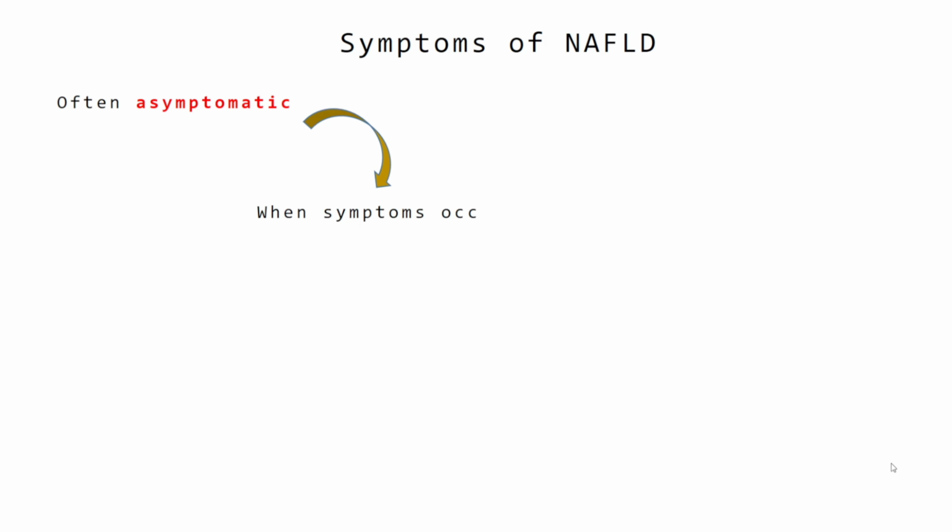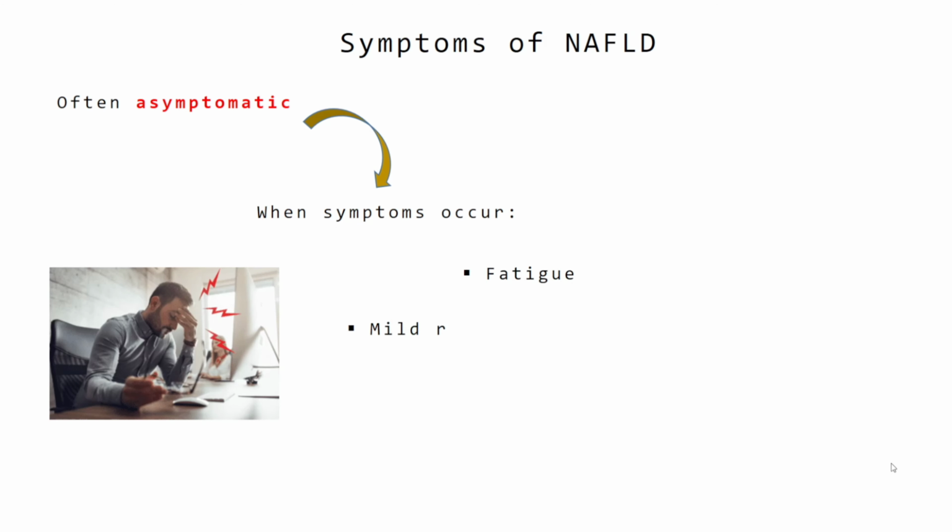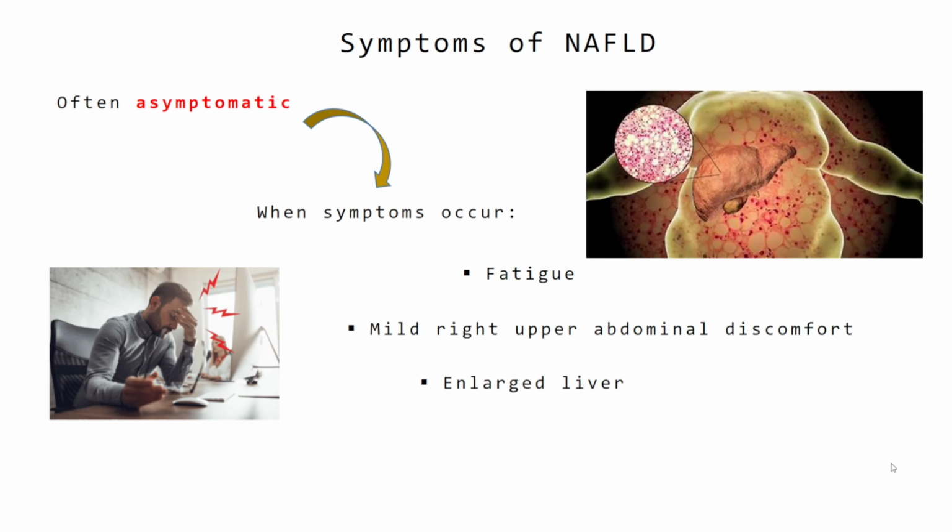The tricky thing about non-alcoholic fatty liver disease is that it's often asymptomatic, meaning most people don't feel anything at all in the early stages. But when symptoms do appear, they can include fatigue or a general sense of tiredness, mild discomfort or pain in the upper right side of the abdomen where the liver is located, and sometimes an enlarged liver, which may be felt during a physical exam. In more advanced cases, especially when the condition progresses to NASH, people may start to show signs of liver damage such as jaundice or swelling, but by that point the disease is already more serious.